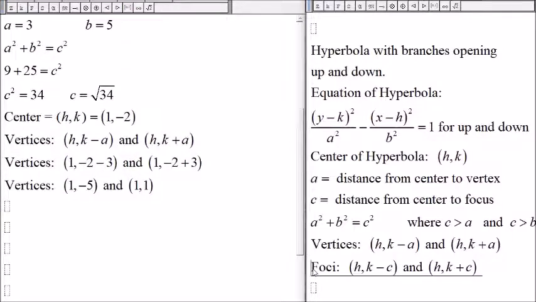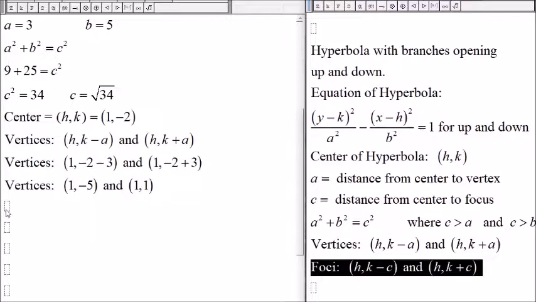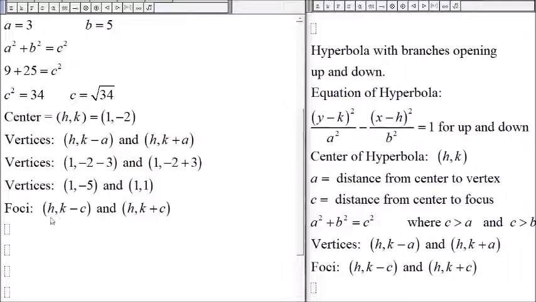And for the foci, we have 1, negative 2, and then c is the square root of 34. And this will be 1 and negative 2 plus the square root of 34.